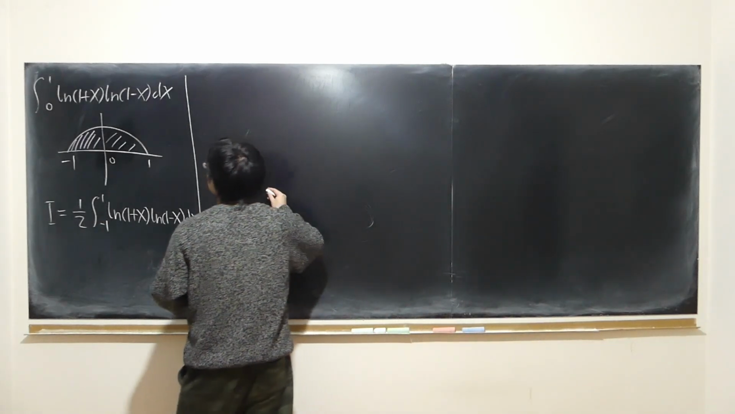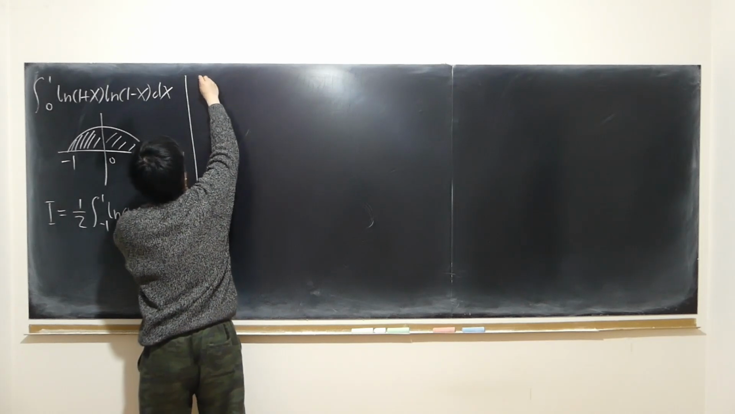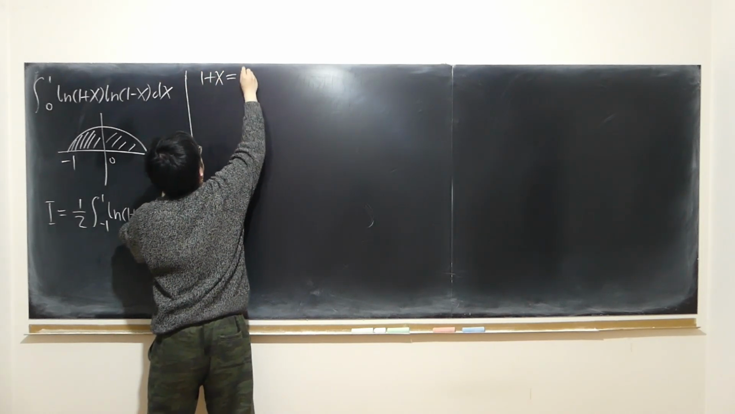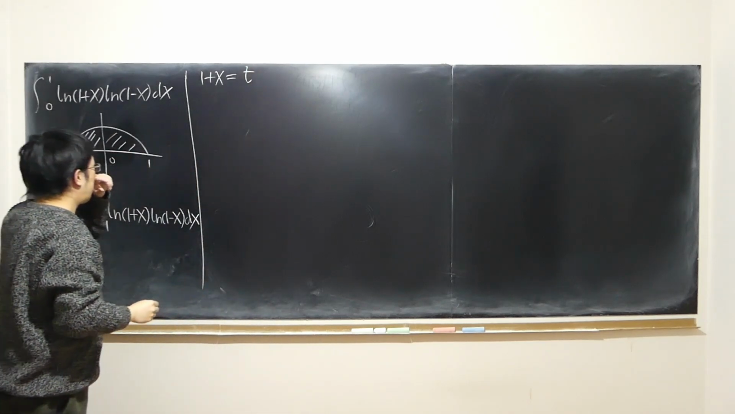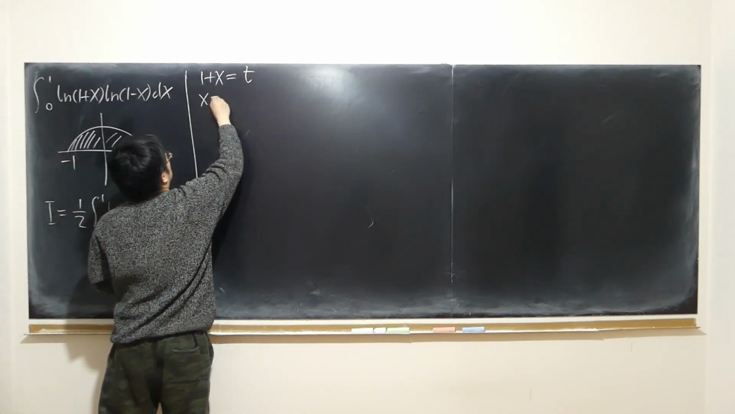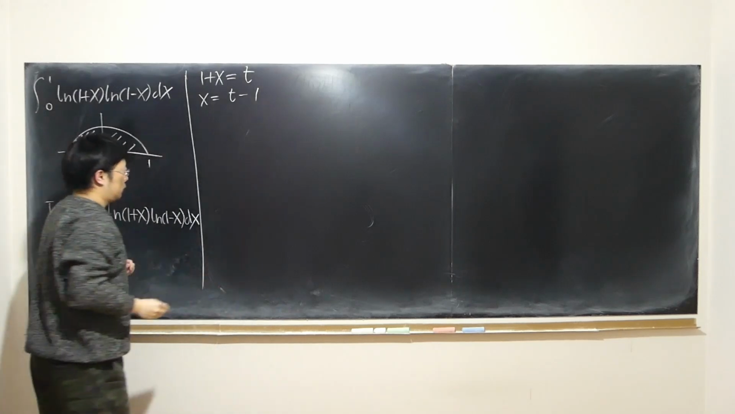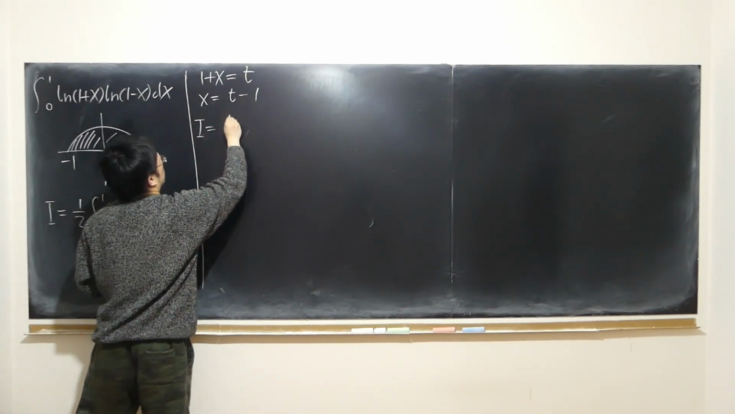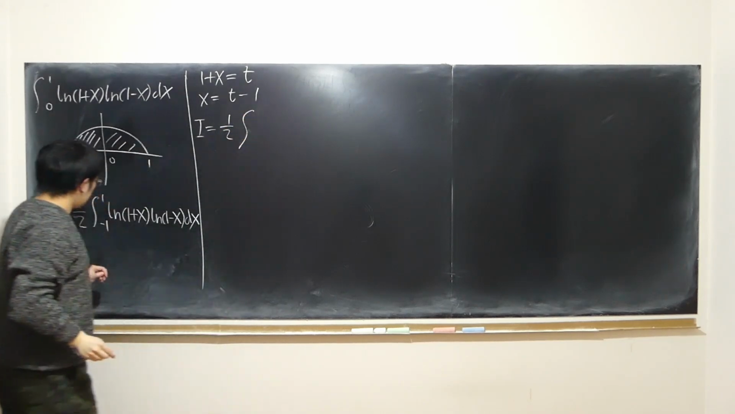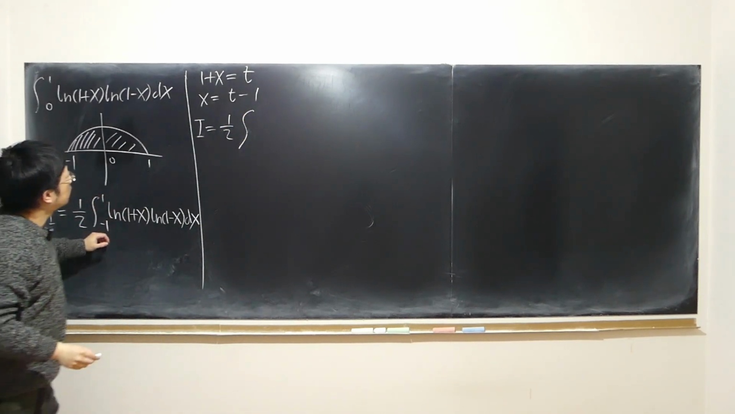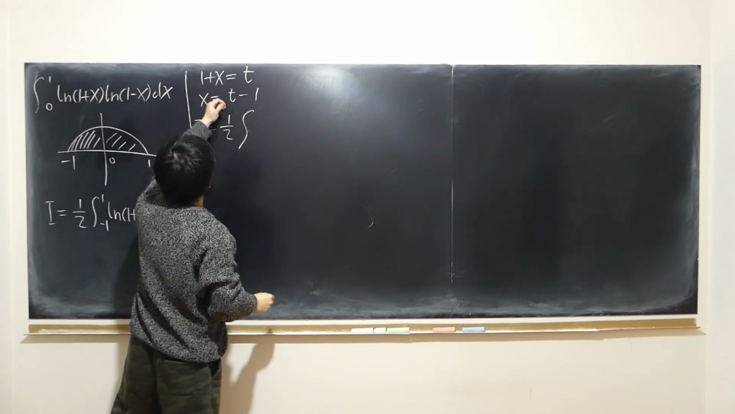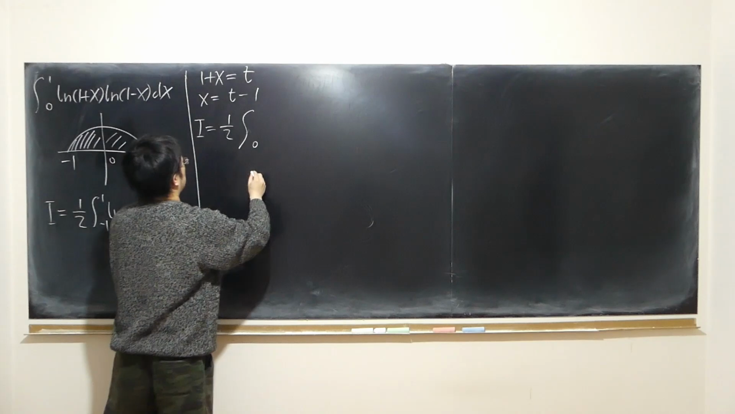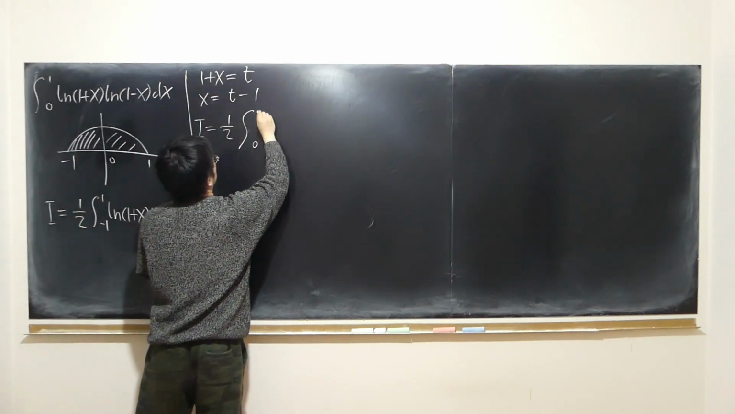So now we make a substitution. We let 1 plus x equal to t, for example. So x is equal to t minus 1. We change the boundaries, of course. I is equal to half of the integral, where when x is equal to negative 1, t is equal to 0. When x is equal to 1, t is equal to 2.